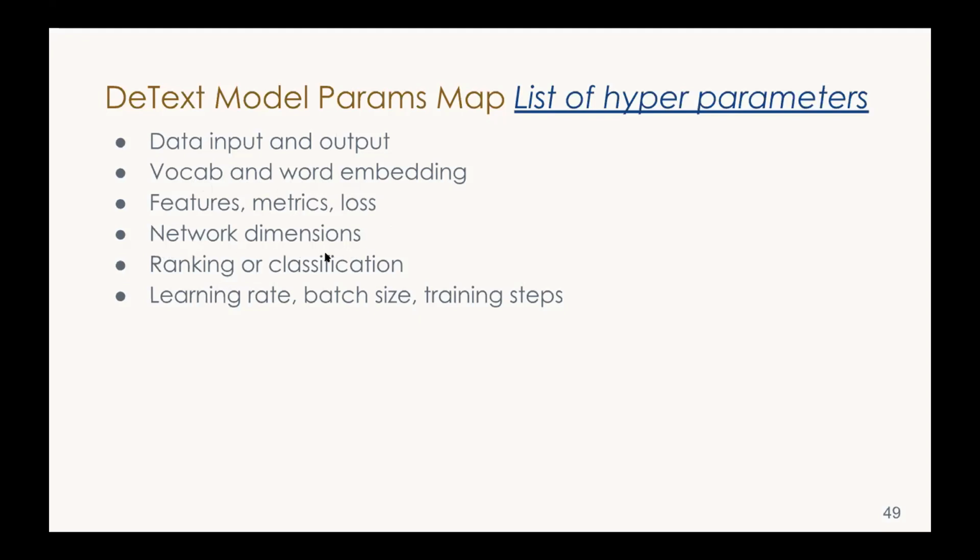As Xiaowei previously mentioned, you can configure the DeText MLP layers, CNN layers, BERT layers with the configuration parameters. And you can also use DeText for ranking or classification. And you can tune the optimization process regarding the learning rate, training steps, and optimizer, etc.